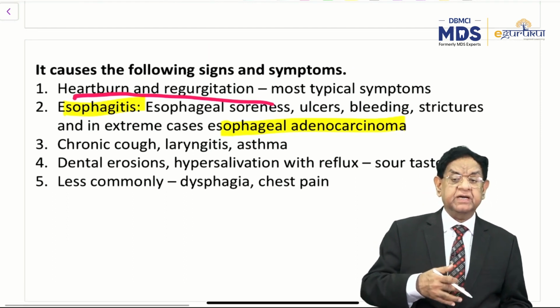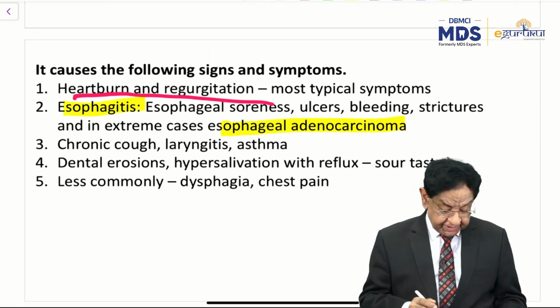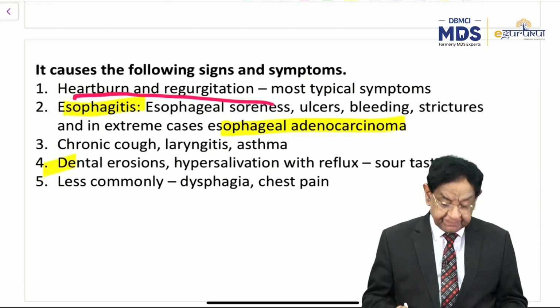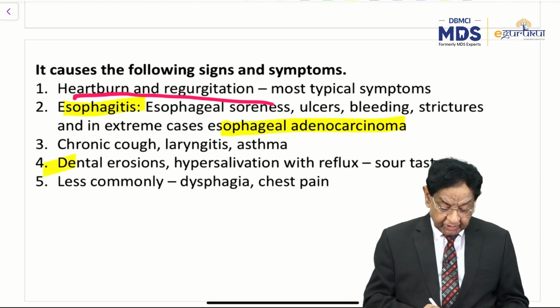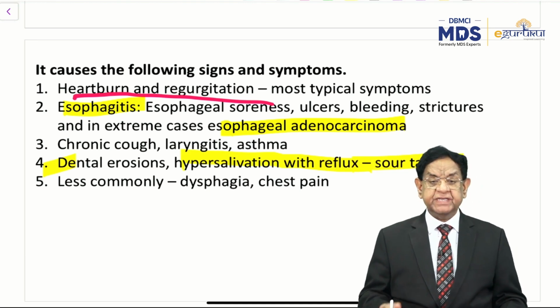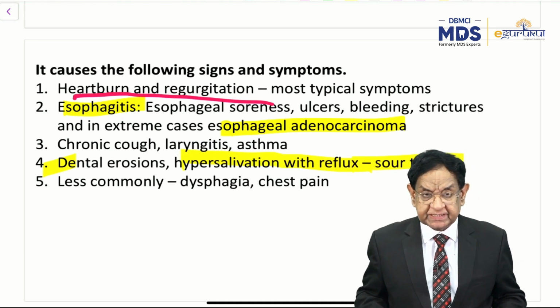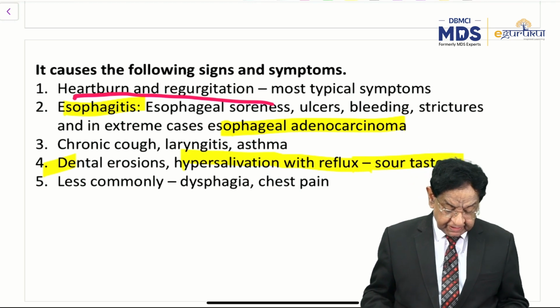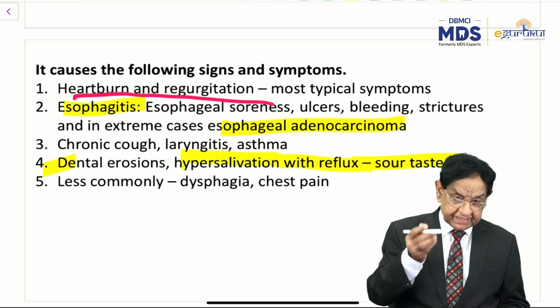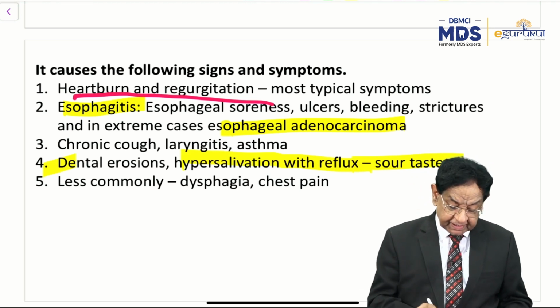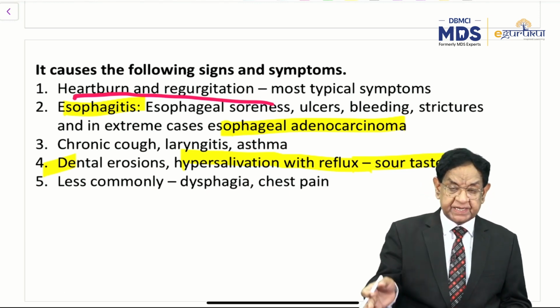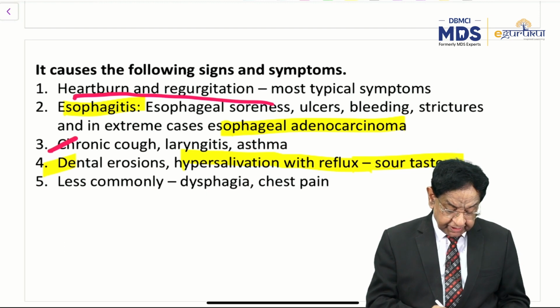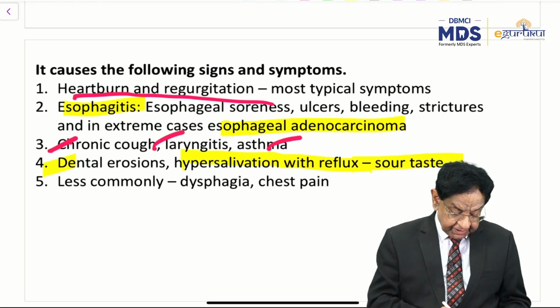Ultimately, this acid has come to the mouth, will lead to dental erosion, definitely, and acid will lead to hypersalivation and sour taste, because the mouth is getting acid, so sour taste will be there. Now this acid may enter the airways. It will come to the mouth. Now it is entering the airways. It can lead to chronic cough, laryngitis, asthma.